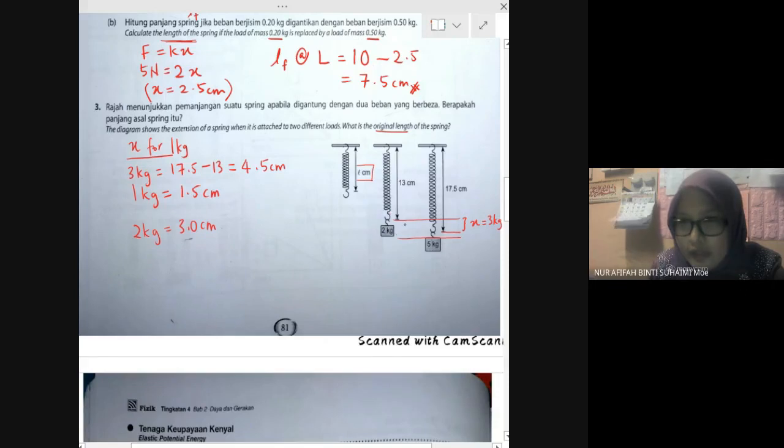Kita ambil salah satu. We want to find the original length. Okay, so we just take either one lah. Let's say we take 2 kilogram, the extension becomes 3 cm. Now, to find the original length, we just minus.